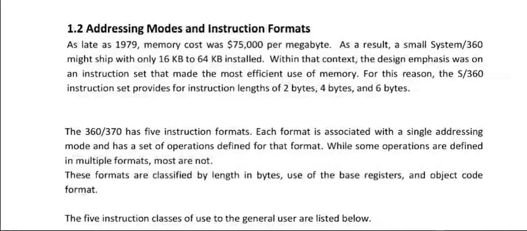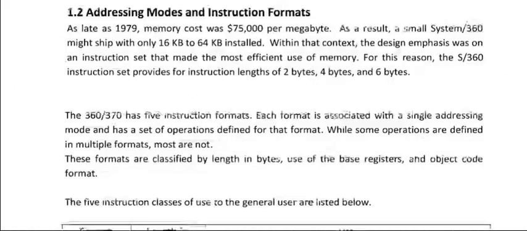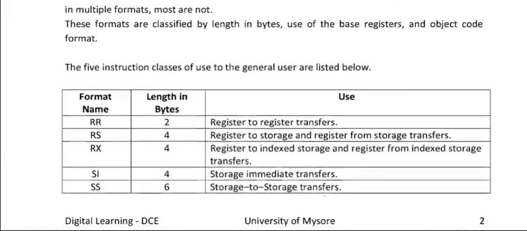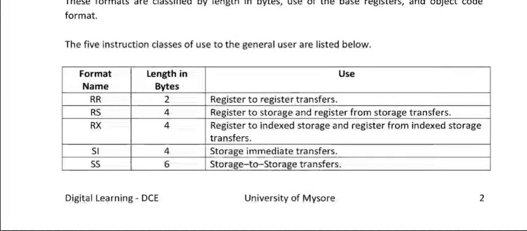The IBM 360 and 370 architectures have 5 different instruction formats. Each format is associated with a single addressing mode and has a set of operations defined for that particular format. While some operations are defined in multiple formats, most of them are not. These formats are classified by length in bytes, use of the base register and object code format. So the 5 instruction classes that are used by the general user are listed below.